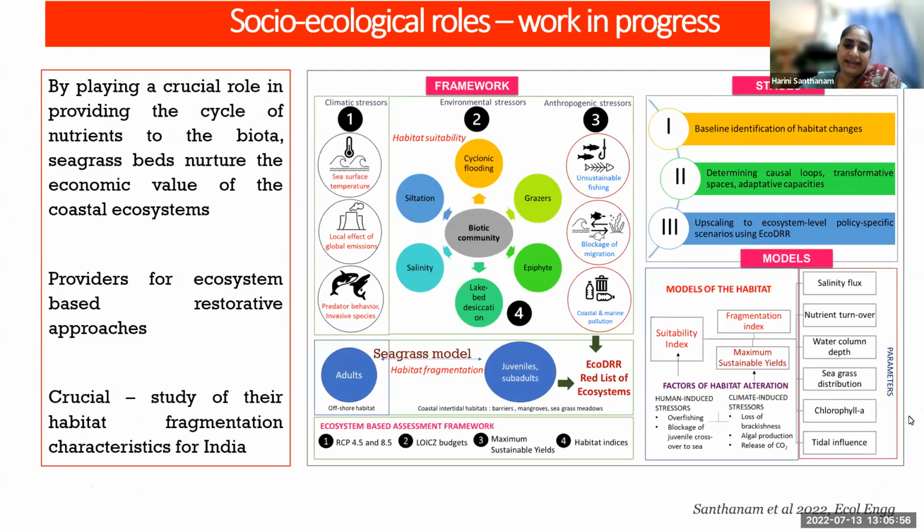We are actually trying to see what the habitat suitability for seagrasses in coastal ecosystems is, in terms of what the habitat changes are. And we are determining what the loops are which actually reduce or increase the resilience, and how the transformation of these ecosystems at an ecosystem level can be achieved through disaster risk resilience approaches.